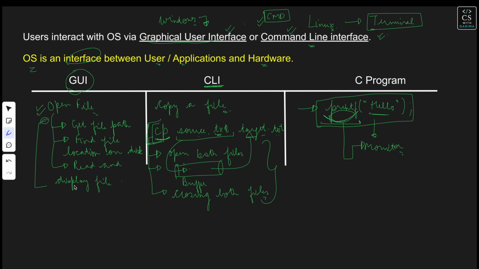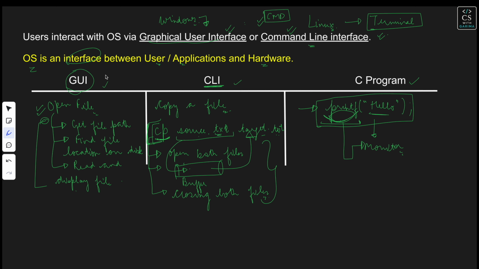The common denominator that we observed in all of these, be it the GUI, the CLI, or the basic C program that I discussed, is that there is some set of instructions that is always abstracted away from us and gets executed in a very quick and seamless manner. And all of this is actually the job of the operating system.